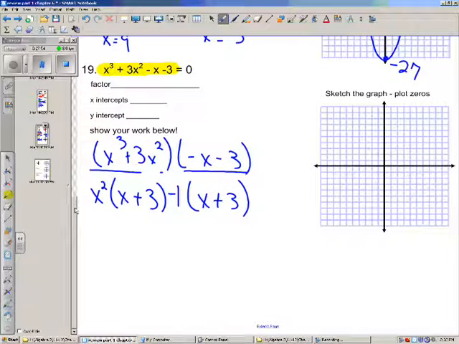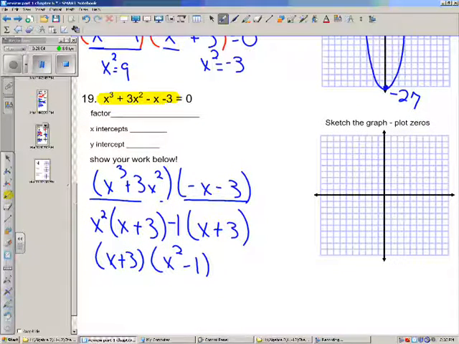So what am I taking out to get the x plus 3? A negative 1. So my final factored results become my matching pair, x plus 3, and then the stuff on the outside, the x squared minus 1. So as far as my factors go, I'll have x plus 3 and x squared minus 1.